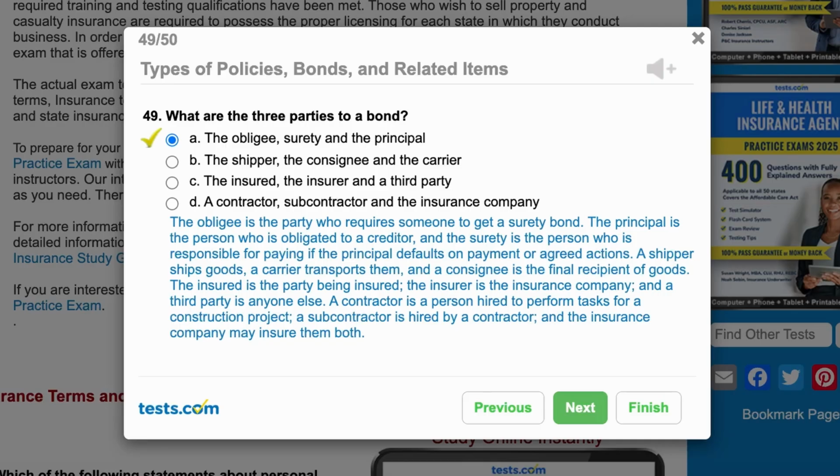The obligee is the party who requires someone to get a surety bond. The principal is the person who is obligated to a creditor, and the surety is the person who is responsible for paying if the principal defaults on payment or agreed actions.